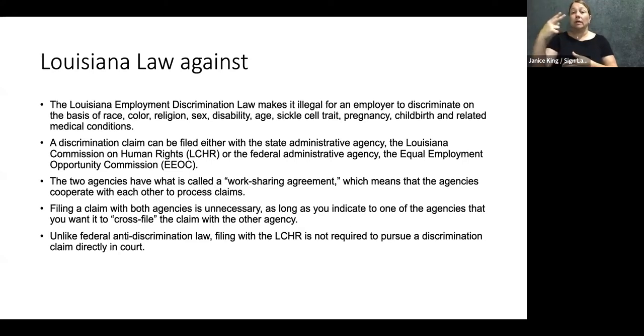The two agencies have a work sharing agreement, which means that the agencies cooperate with each other in the processing of claims. That's important to know, but if you're going to protect your rights to file your federal claim, you need to file it with the EEOC. Generally, that would be preferable. Although, again, you can file even your federal claim with the Louisiana Commission on Human Rights. They'll just simply refer it to the EEOC.